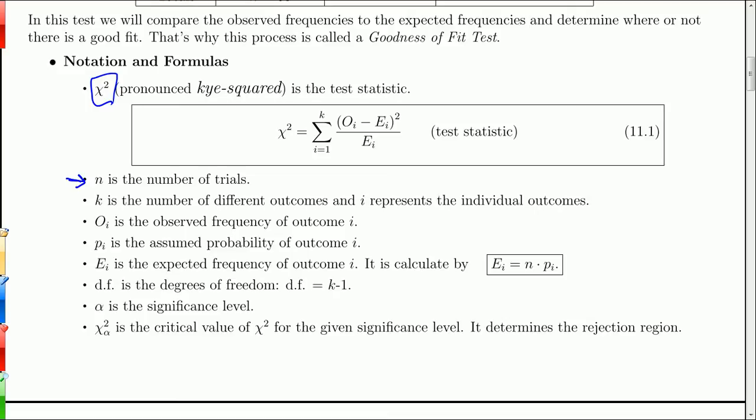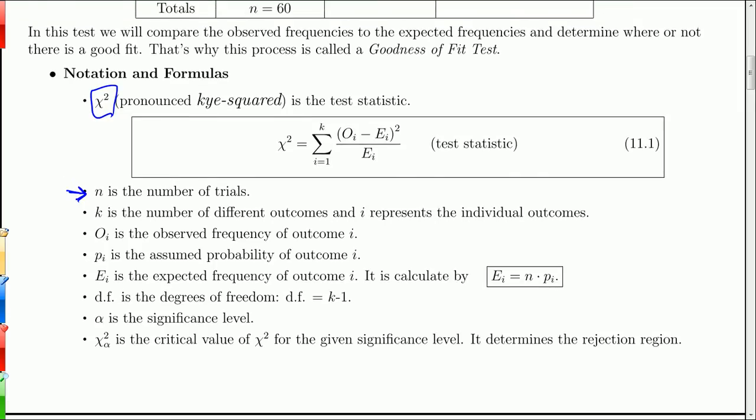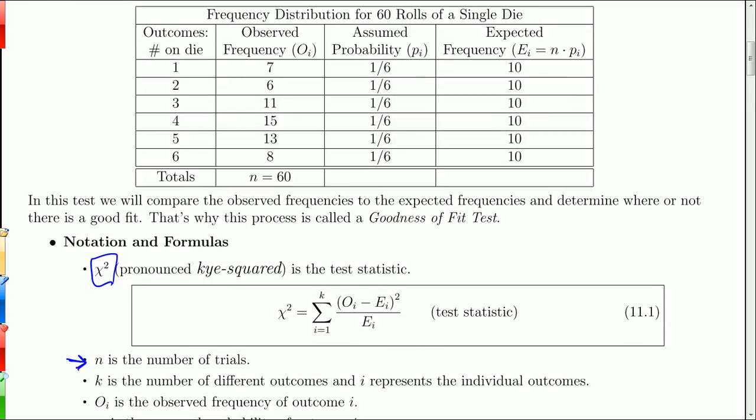N, which is actually not in the formula, is the number of trials. In my preliminary example, it's the total number of times I rolled this die. K, on the other hand, and there's a K in here because you're adding up these things K times, is the number of different outcomes. So there are actually 6 different outcomes here, and I will represent the individual outcomes with I. So the first outcome, second outcome, I will increment all the way from 1 to, in this case, 6.